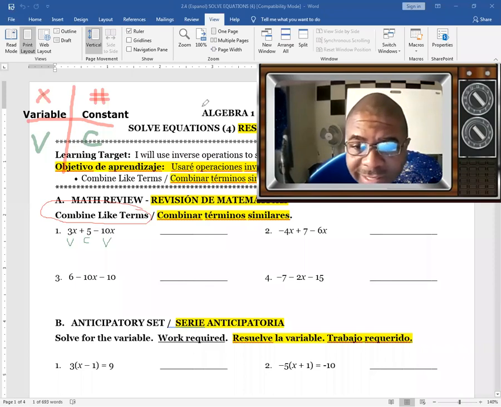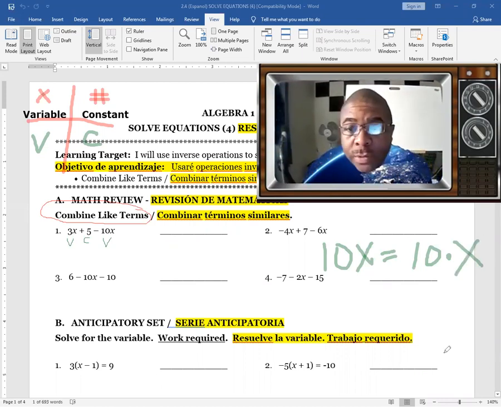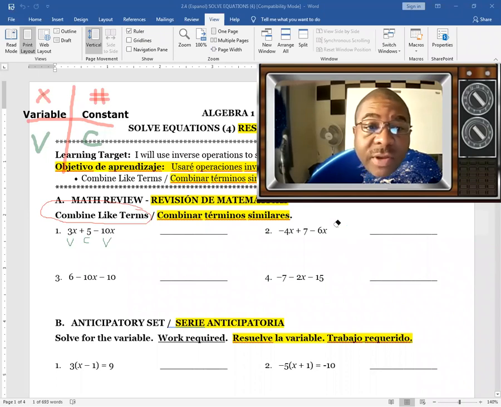10x is really 10 times x. That's going to be important. Why is this important? It's going to be important a little later on when we look at doing inverse operations. So now that we have that up here, let me talk about inverse operations because it's going to be very important later on. We can work on it right now.